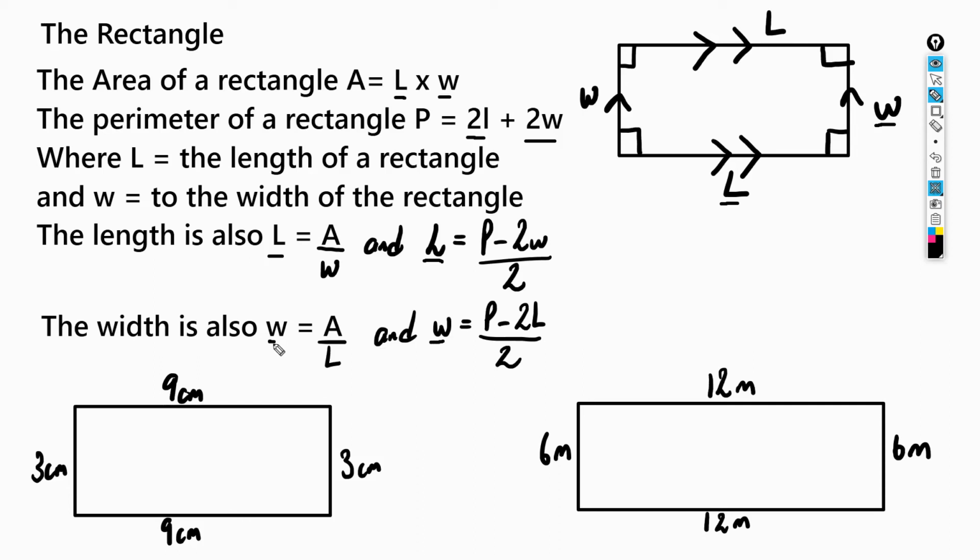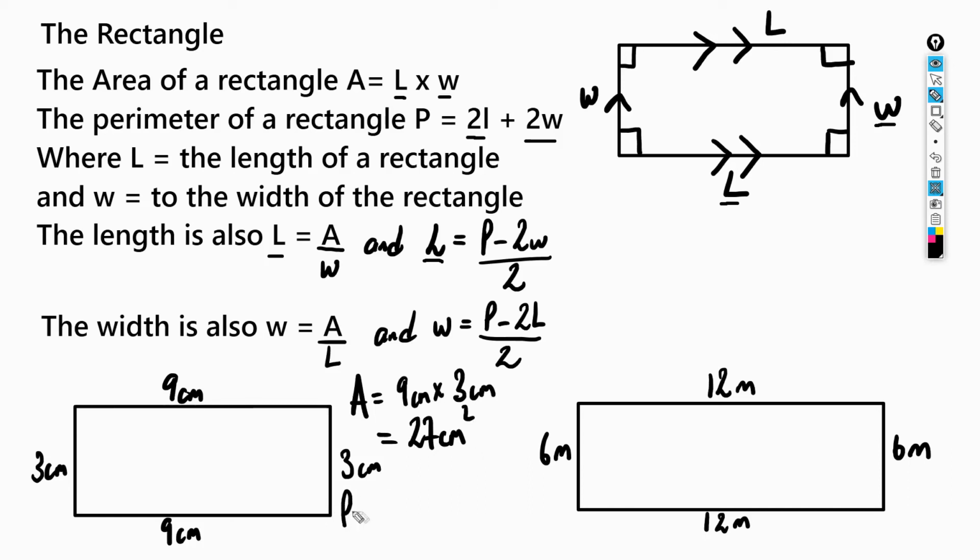Now, we're going to look at a very simple example of a regular rectangle, and I'm going to find the area of this rectangle. The area is length times width. So clearly the length is 9 centimeters multiplied by 3 centimeters, which is the width, and we're going to get 9 threes, 27 centimeters squared.